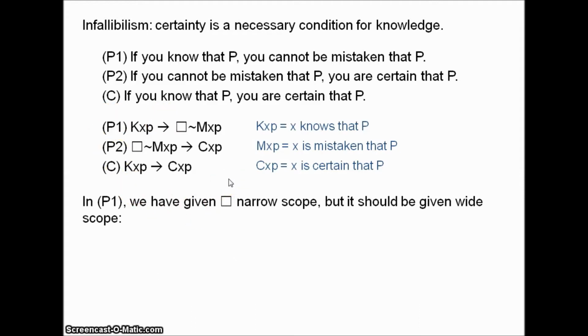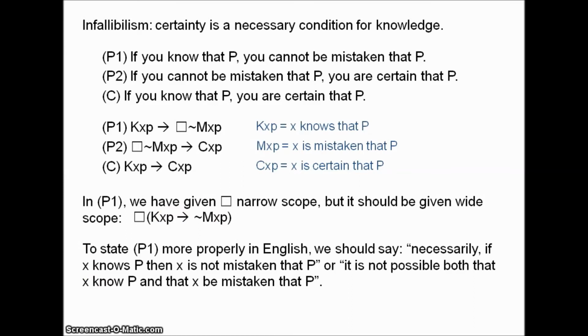The translation should be necessarily, if X knows that P, then X is not mistaken that P. So to state the first premise more properly in English, we should say necessarily if X knows that P, then X is not mistaken that P, or it is not possible both that X know P and that X be mistaken that P, whatever. As with the argument concerning necessitarianism, what we're trying to express in this first premise is the mutual incompatibility of knowing that P and being mistaken that P.